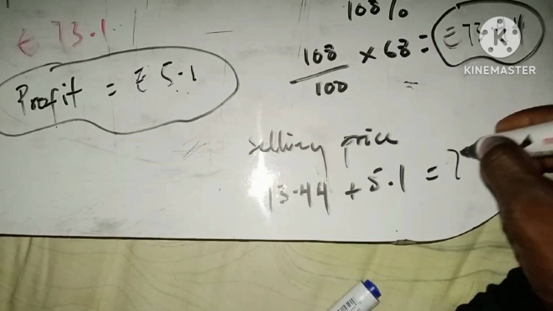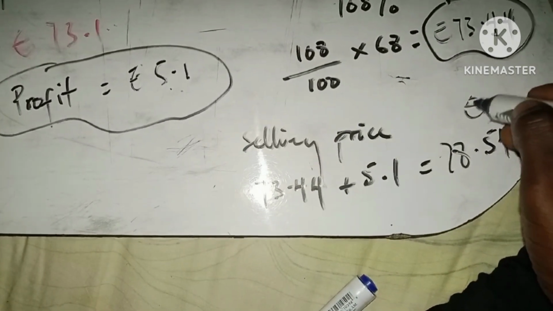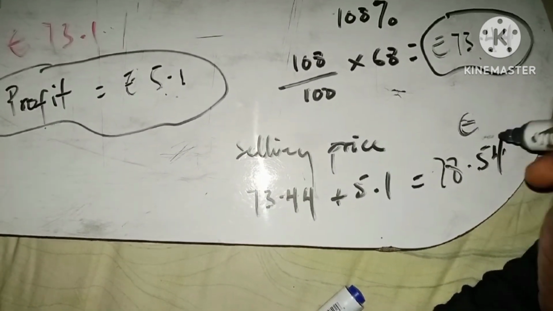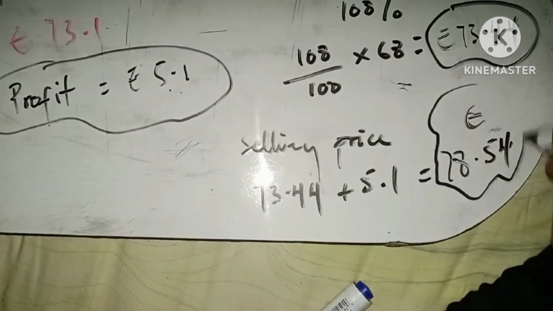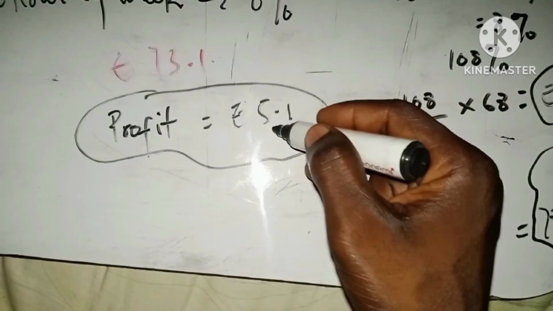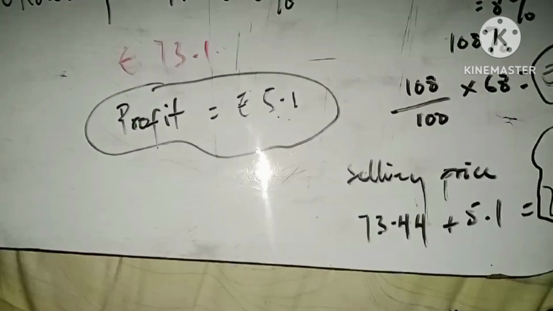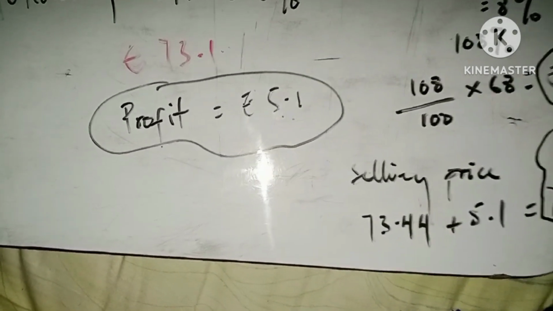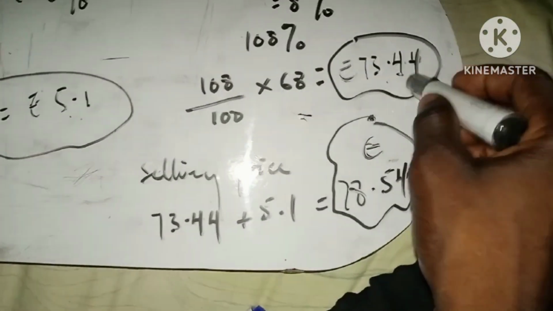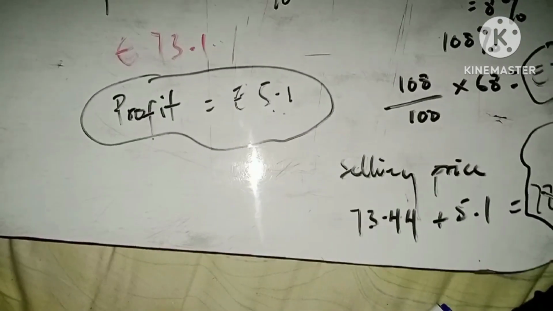So I got 78.54 pounds, right? So this is going to be in pounds. Don't forget the symbol here. It's very, very important because we don't know the currency we are dealing with. So this is the amount that you have to sell the new radio set at in order to make our profit of 5.1 pounds. Now the real question says, what will be the percentage? By which percentage are you going to increase this price in order to maintain the profit of 5.1? That is what we have to figure out now.